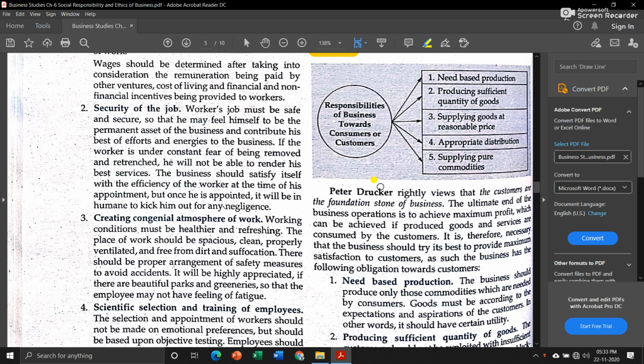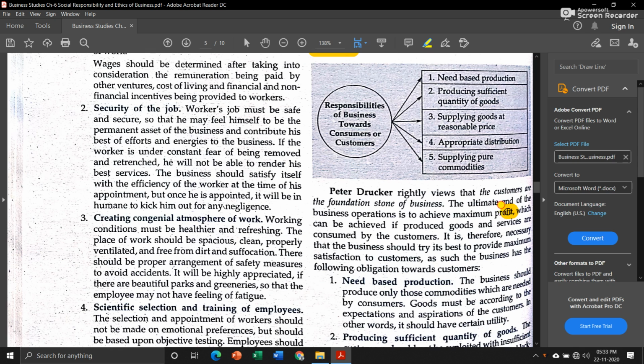Peter F. Drucker rightly views that the customers are the foundation stone of business. According to him, the business world revolves around customers, meaning they are the foundation stone of any business. The ultimate end of the business operation is to achieve maximum profit.